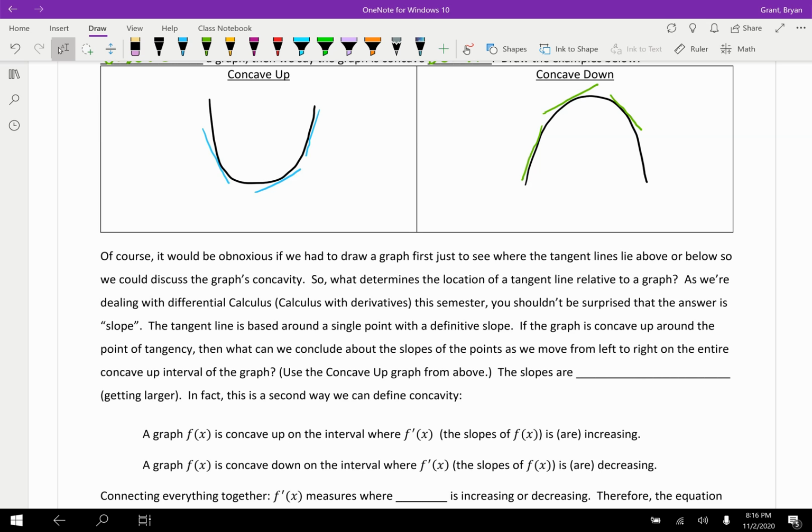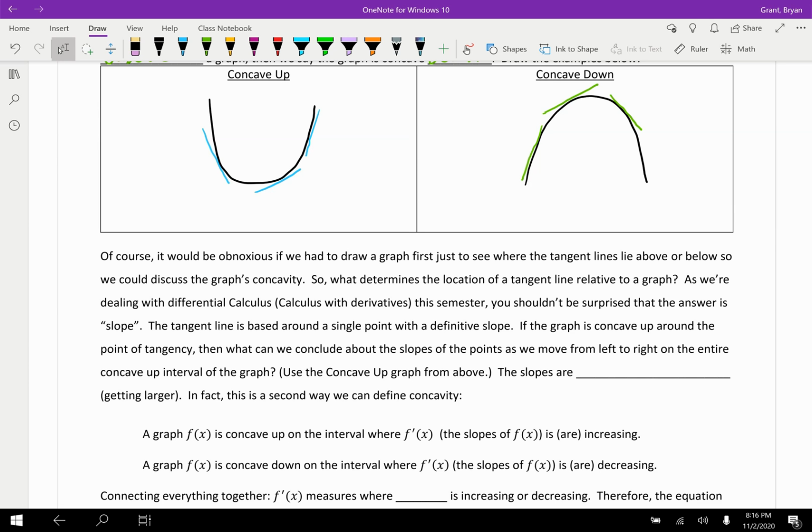So we're dealing with differential calculus, and sometimes you'll hear calculus split into two fields, especially in AB. There's differential calculus, which is calculus with derivatives, and then next semester will be integral calculus, which is calculus with integrals. So since this semester is all about differential calculus, it shouldn't surprise you too much then that the answer to determine where graphs are concave up and concave down has to deal with slope, with derivatives.